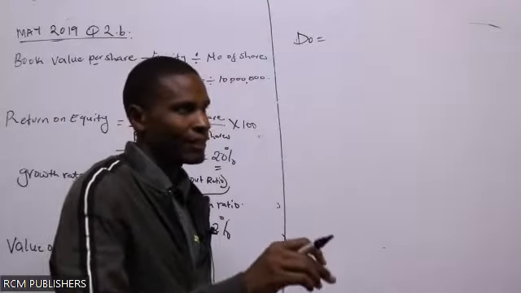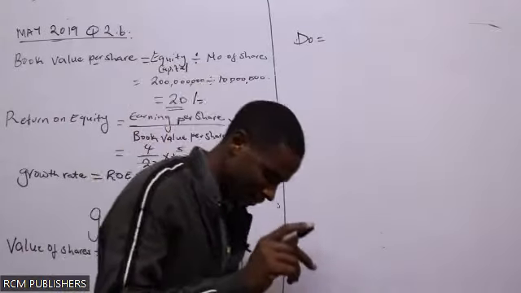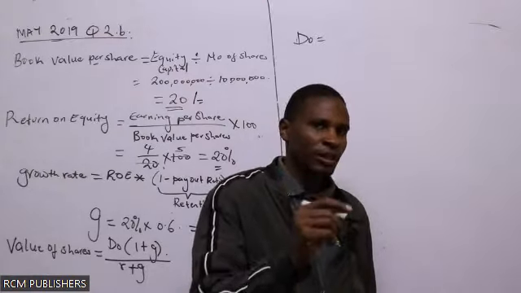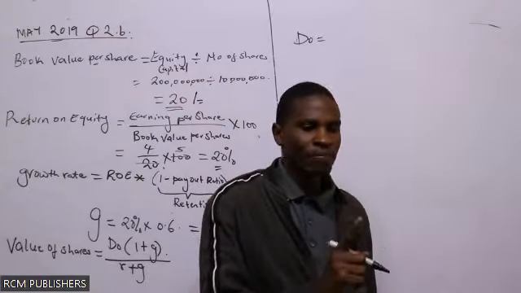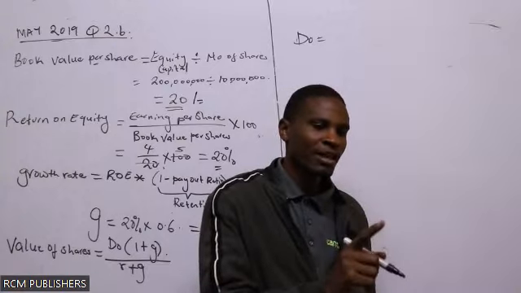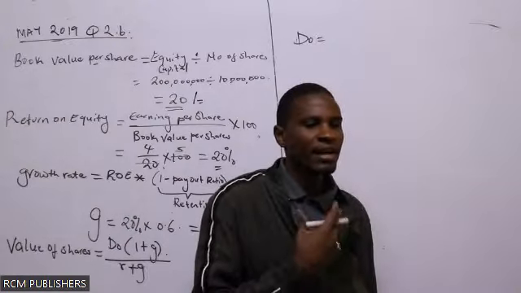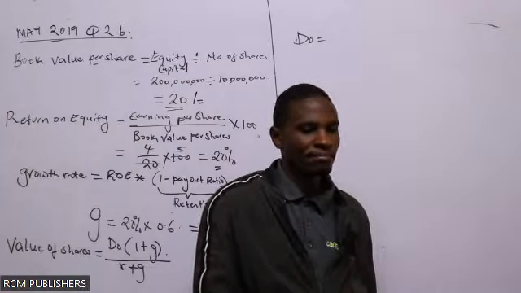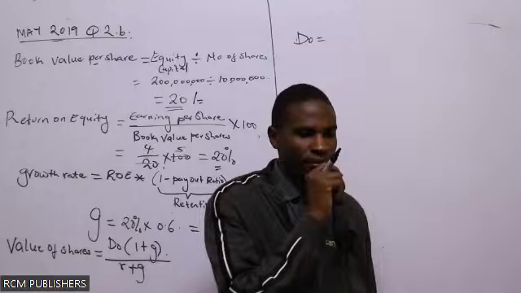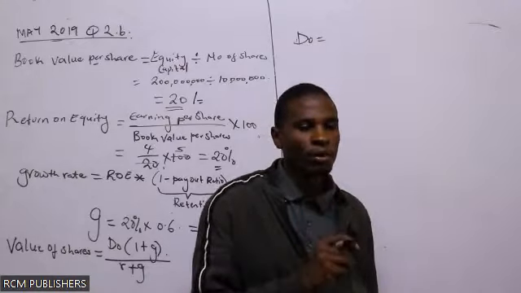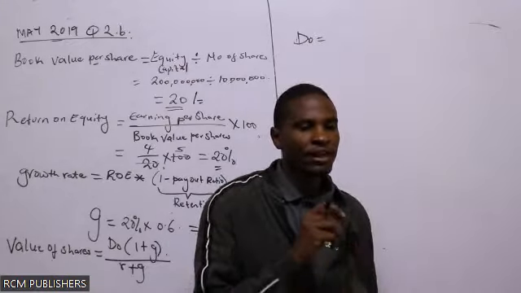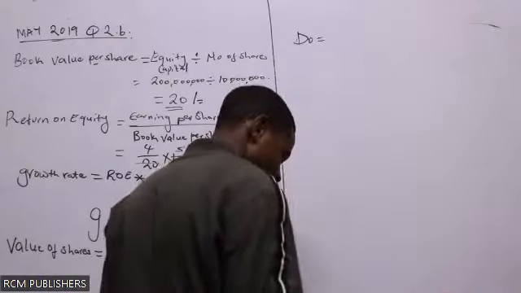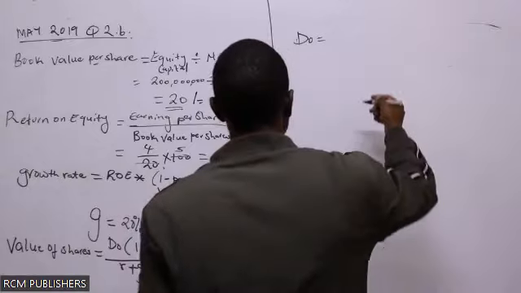The earnings per share times the payout ratio. Now I want you to understand that the retention ratio helps you get the growth, and the payout ratio helps you get the dividend, the current dividend, the D0. Everyone, are we together? The payout ratio is not there for nothing. Very, very important. Just note that.